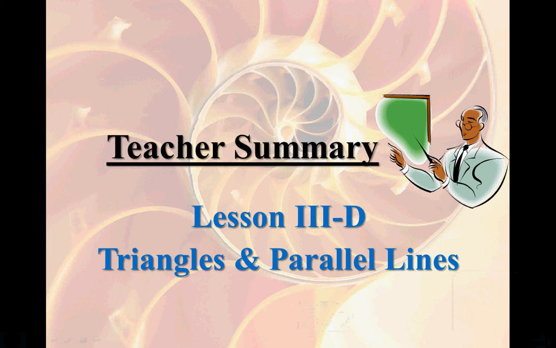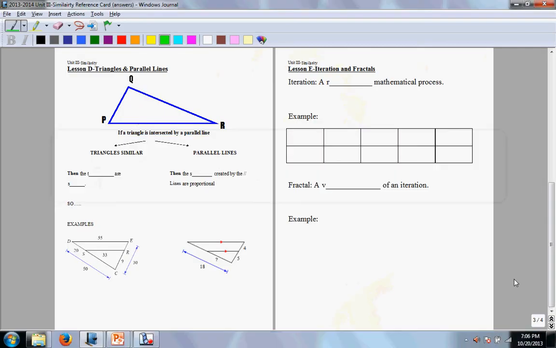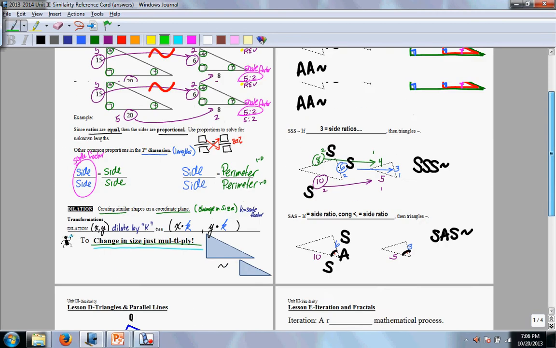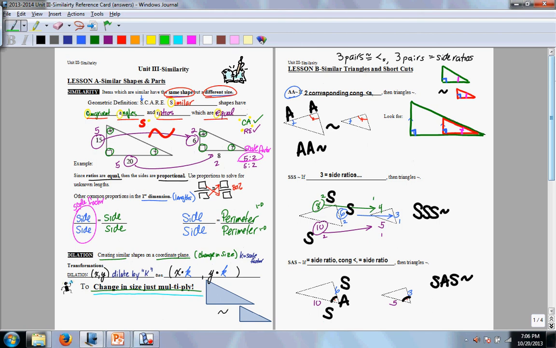This is a teacher summary for Unit 3, Lesson D, Triangles and Parallel Lines. You want to have your ringlet reference handy. You should be looking on the other side. So these two pages are already completed. If they are not, you should get your information from a classmate.